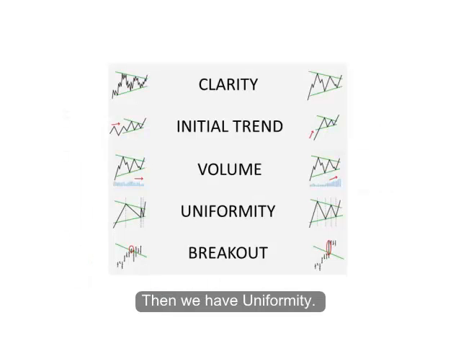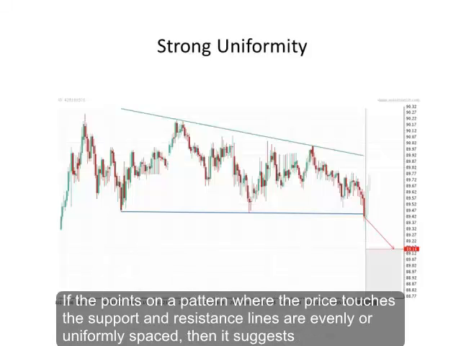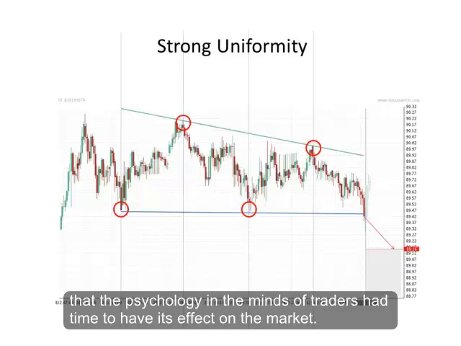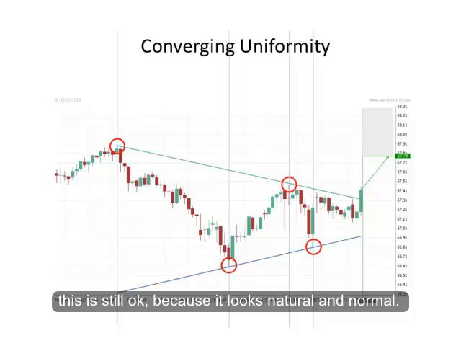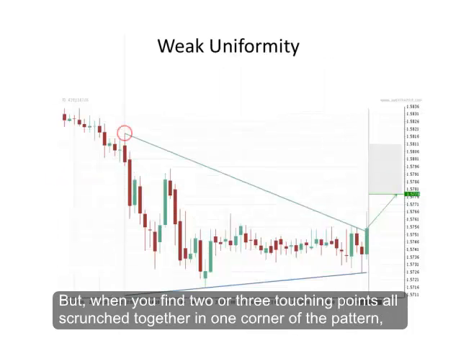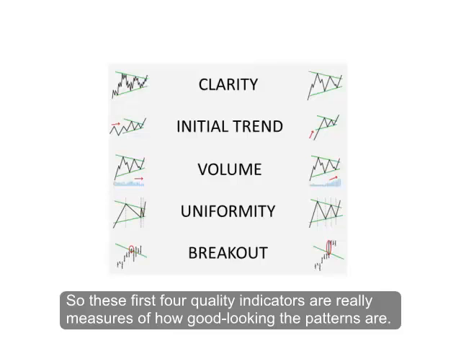Then we have uniformity. This is also an indicator that tells us whether a pattern will look aesthetically pleasing. If the points on a pattern where the price touches the support and resistance lines are evenly or uniformly spaced, then it suggests that the psychology in the minds of traders had time to have its effect on the market. For patterns such as triangles, where the support and resistance converge, the spacing will naturally become closer, but this is still okay because it looks natural and normal. But when you find 2 or 3 touching points all scrunched up together in one corner of the pattern, even your instinct will tell you that this is not a very well-formed pattern and it is not good looking. So these first 4 quality indicators are really measures of how good looking the patterns are.